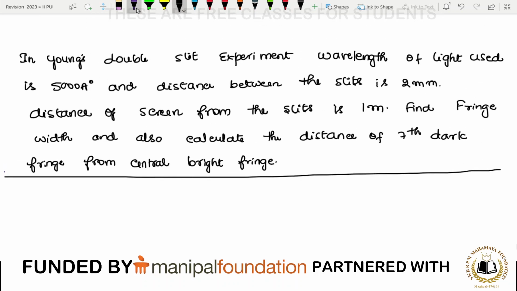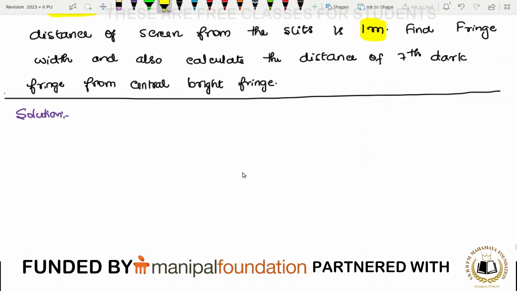In Young's double slit experiment, the wavelength of light used is 5000 angstrom. Distance of the slits is 2 millimeter. Distance of the screen from the slits is 1 meter. Find the fringe width and also calculate the distance of the seventh dark fringe from the central bright fringe.